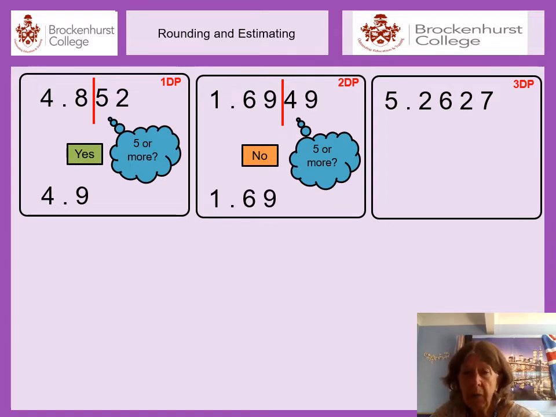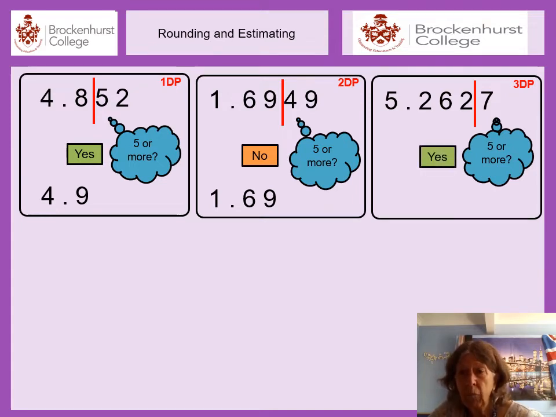The next number, we have 5.2627, and we want the answer to 3 decimal places. So we count 3 numbers after the decimal point and draw our line. We look at the number after the line and ask ourselves, is this 5 or more? The answer is yes. So therefore we round the number in front of the line up, so the answer becomes 5.263.